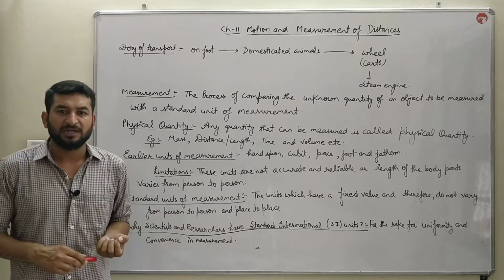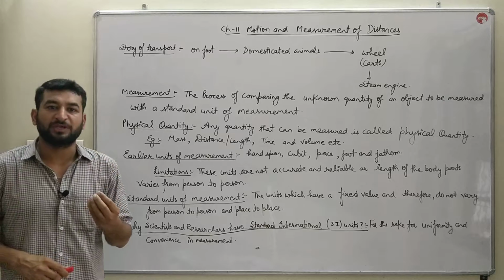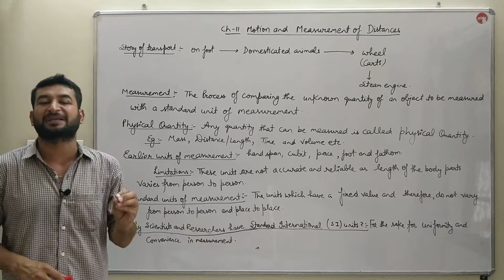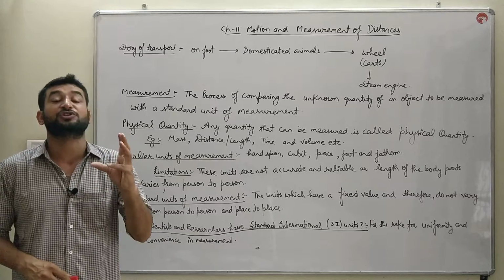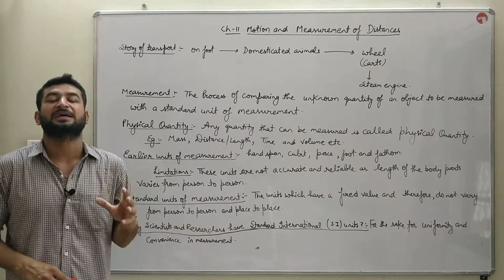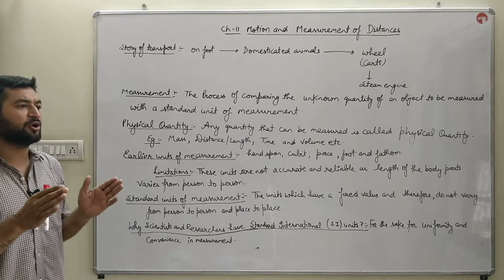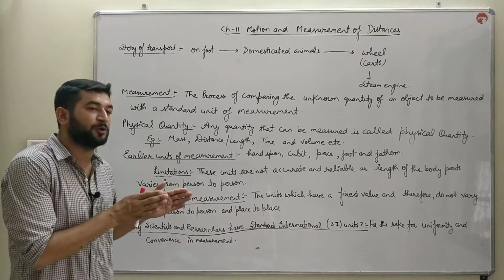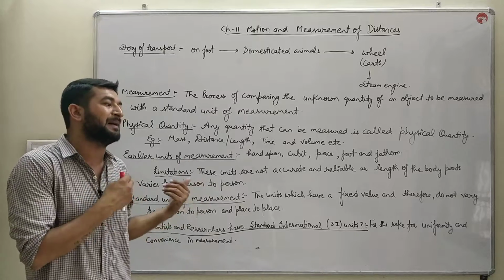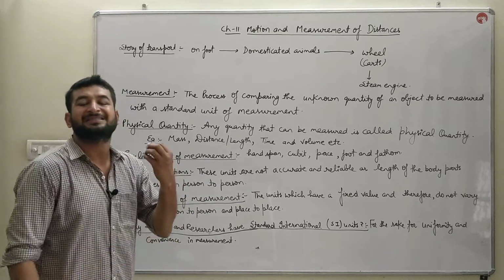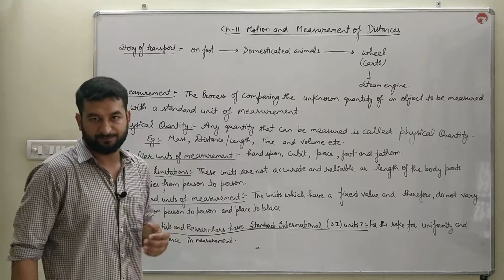What is motion? When an object is said to be changing its distance, its place, with respect to a reference point, with respect to a stationary object, then that object is said to be in motion. If an object is changing its position in comparison to a reference point, a stationary point, that is known as motion.